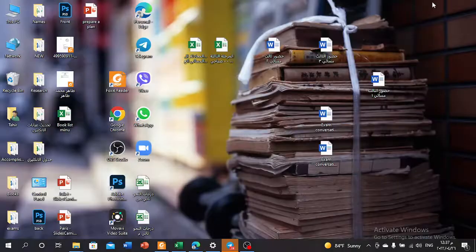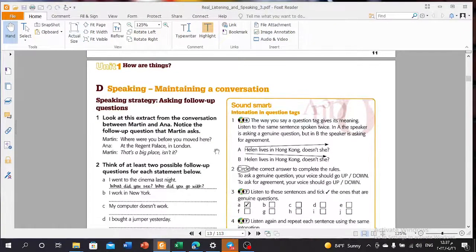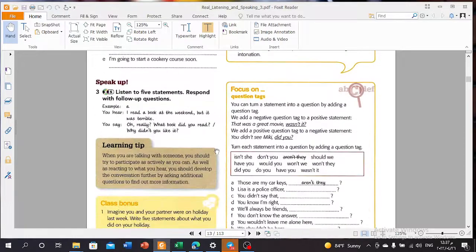Okay, so the first one is the speaking strategy on page 12, which explains how to make a follow-up question, how to ask a follow-up question while interacting with others. This will be included in our exam tomorrow.